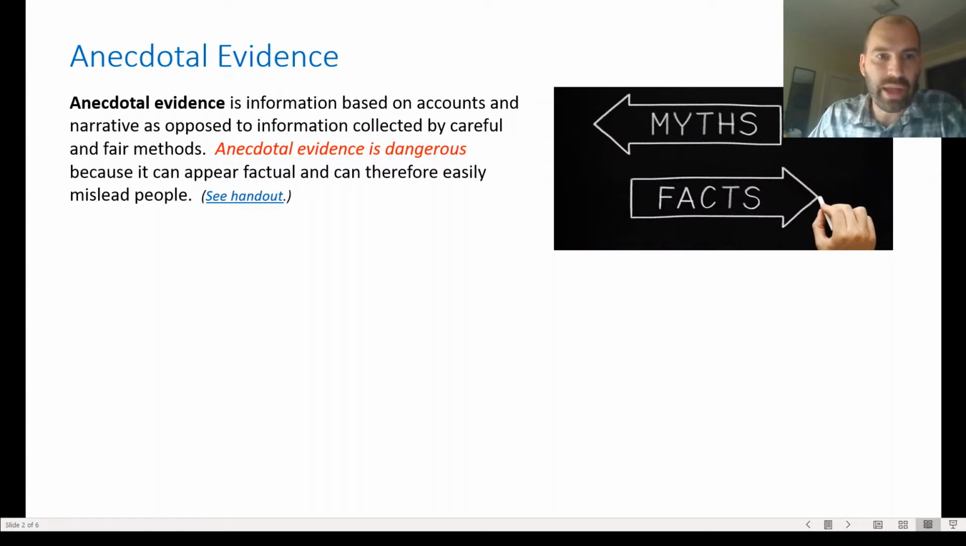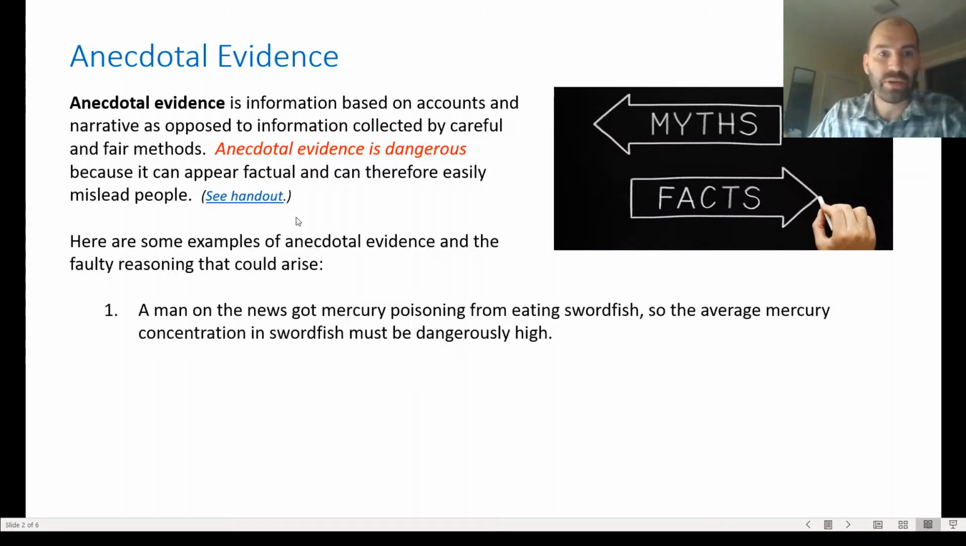Now I have a handout here, and I post these slides online. You can find those via the links on the course webpage. And please go through and read through that. I've got a lot of examples of anecdotal evidence there, but I'll go through some things here. All right, so here are some examples of anecdotal evidence and the faulty reasoning that could arise from them.